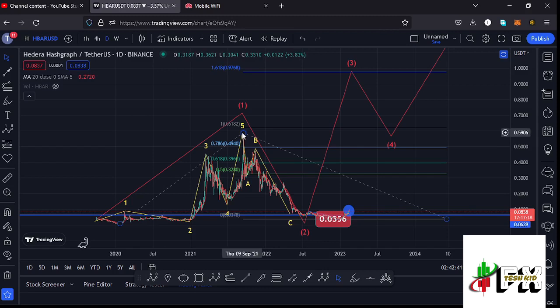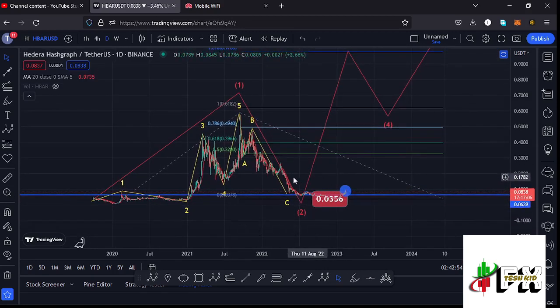And after seeing the all-time high, we started the bear market, where we had been seeing low prices in this ABC corrective structure in a move that has now given us a low at around the $0.0356 mark in what I'm terming as the formation of that wave to the lower side.